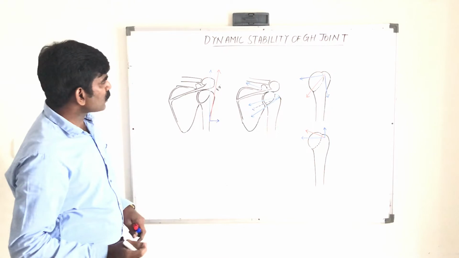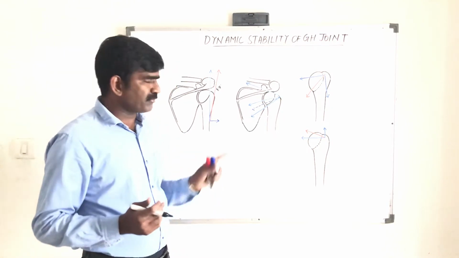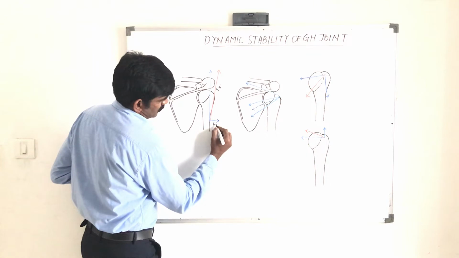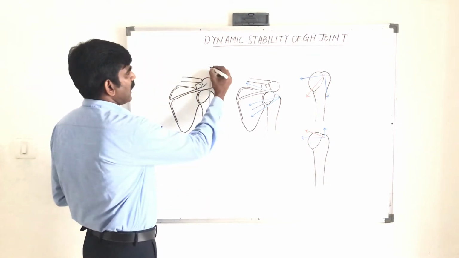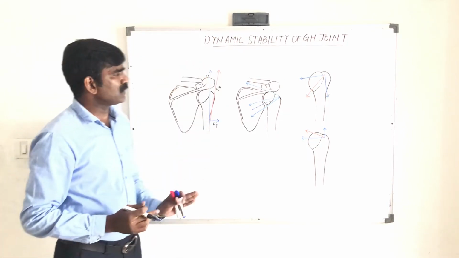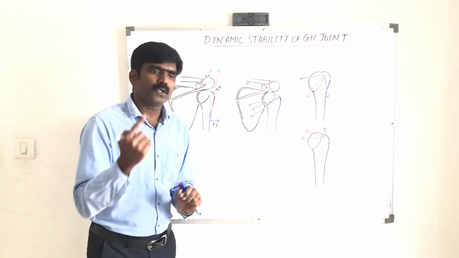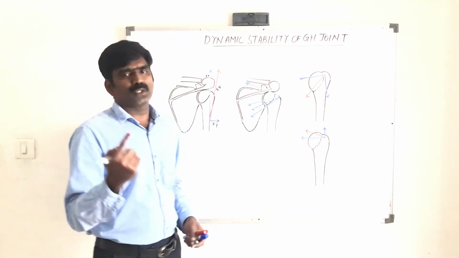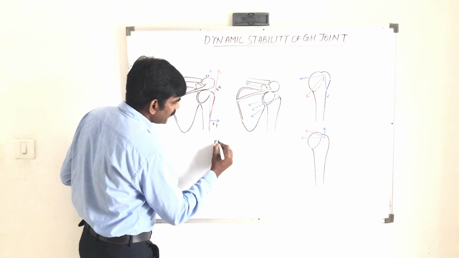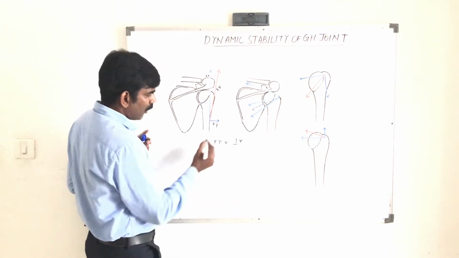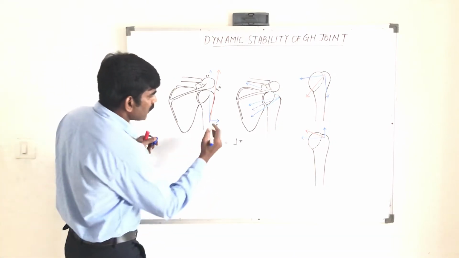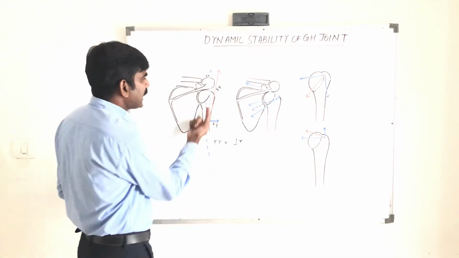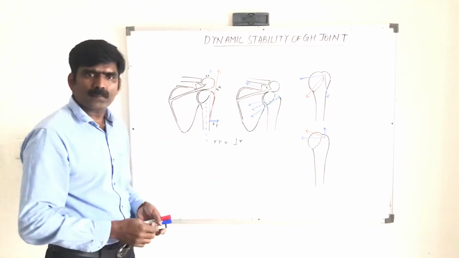Clear? So now we are dividing the resultant vector of the deltoid into two components. One is Fy, and the other is Fx. One force is parallel to the long axis of the humerus and the other force is perpendicular to the long axis of the humerus. Clear? Fy is the perpendicular component. You can see here Fy is drawn perpendicular to the long axis of the humerus, and Fx I have drawn parallel to the long axis of the humerus.